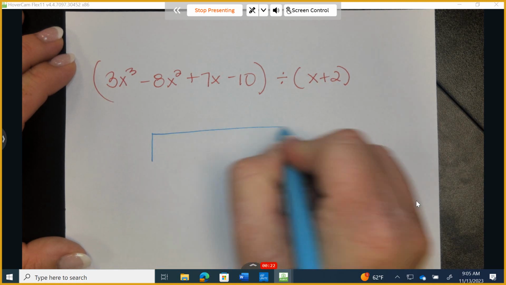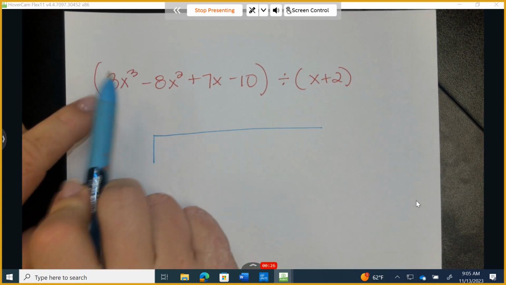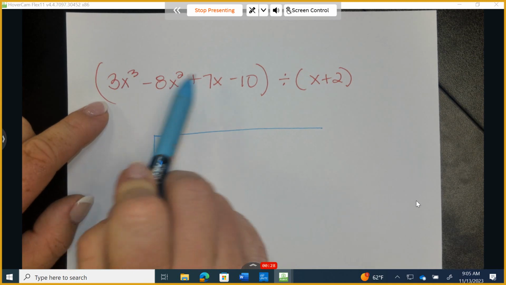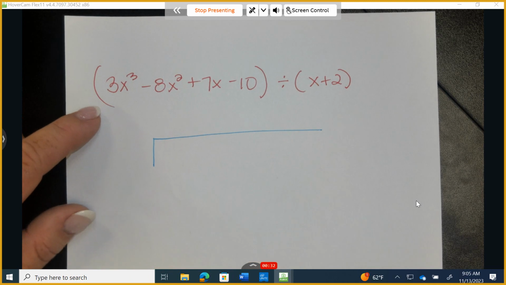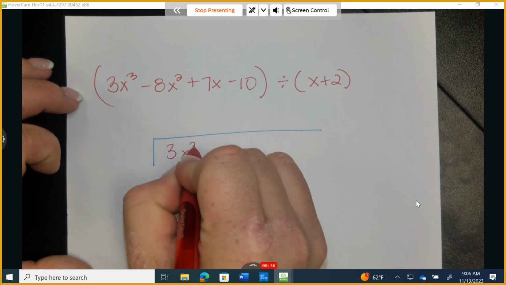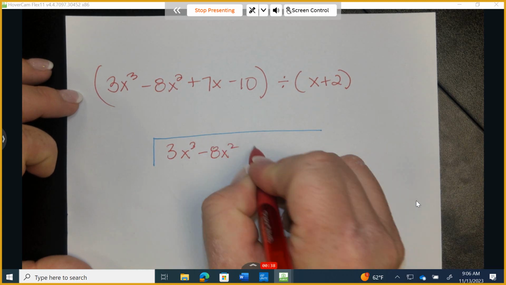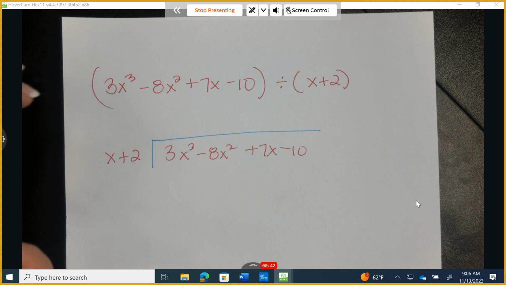We're going to make a large division box. And now it's important as we go further into long division that we recognize every single one of these terms. I have 3, 2, 1, and no zeros is represented. So inside right now, I'm going to write down 3x cubed minus 8x squared plus 7x minus 10. On the outside is going to be x plus 2.